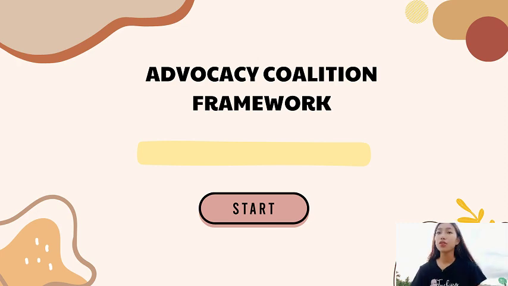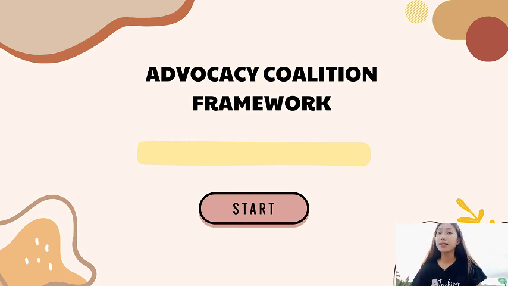The Advocacy Coalition Framework is a theoretical framework in the field of policy studies that seeks to understand how policy change occurs through the interactions of different actors within a policy subsystem. So these actors are the advocacy coalitions, the bureaucratic or the expert, as well as the policy brokers or the entrepreneurs. It was developed by Paul Sabatier and Hank Jenkins-Smith. The ACF was introduced in the 1980s as a way to analyze and explain the dynamics of policy processes.